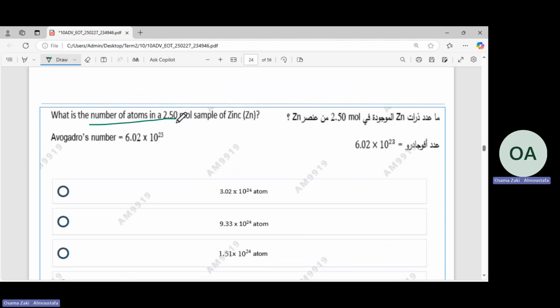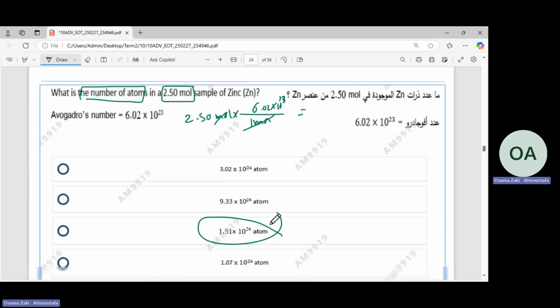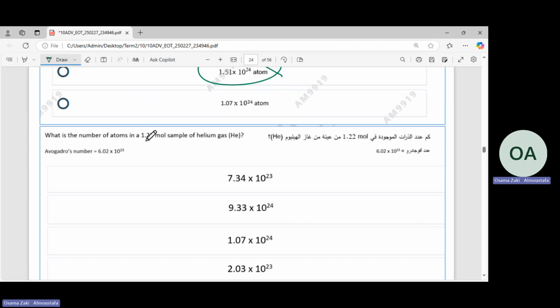How many atoms? We have 2.50 moles, and we have to find the number of atoms. What do you have to do? 2.50 mole times 6.02 times 10 to the power 23 over 1 mole. Cancel mole and mole. Okay, so you can find the answer, which is this one. So here, same: 1.22 mole times Avogadro number 6.02 times 10 to the power 23 over 1 mole, and you can find the answer.